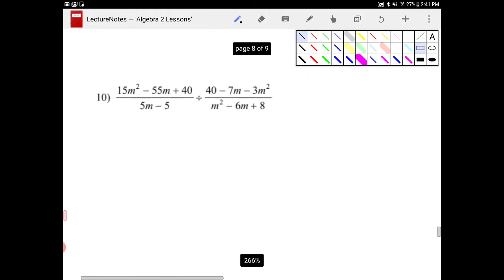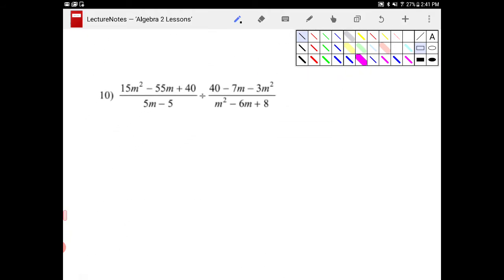Pause the video to see if you can simplify this and state what the excluded values are. Hopefully you guys had some time to think about this. Let's take a look at this now.